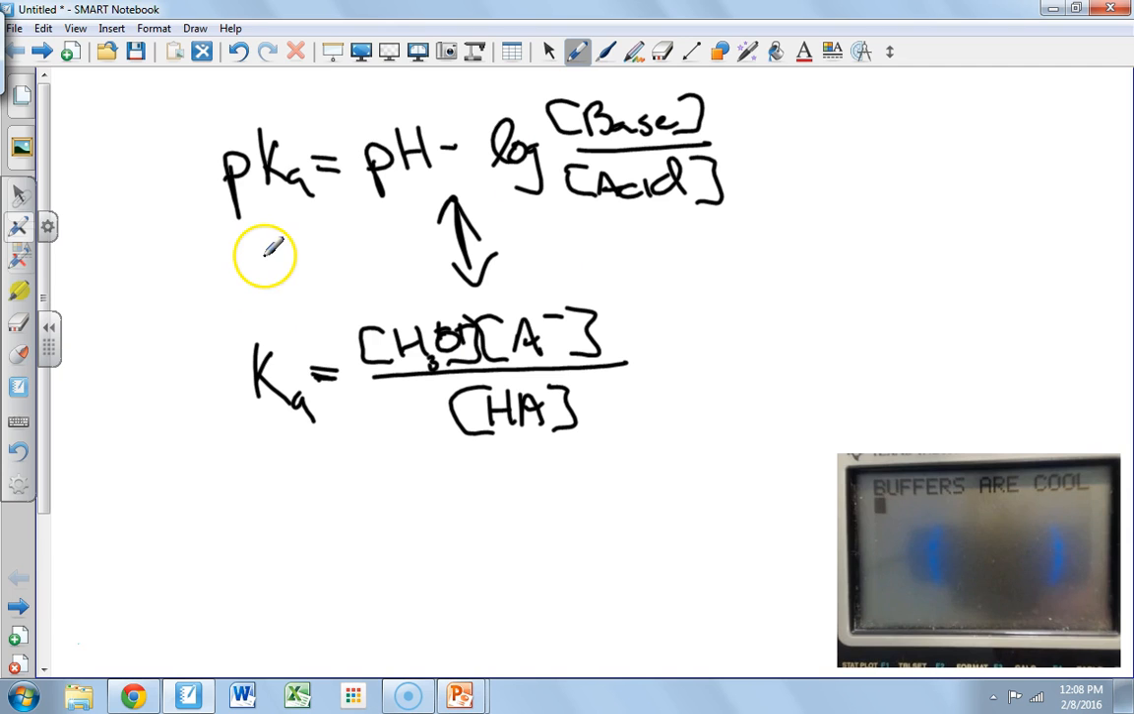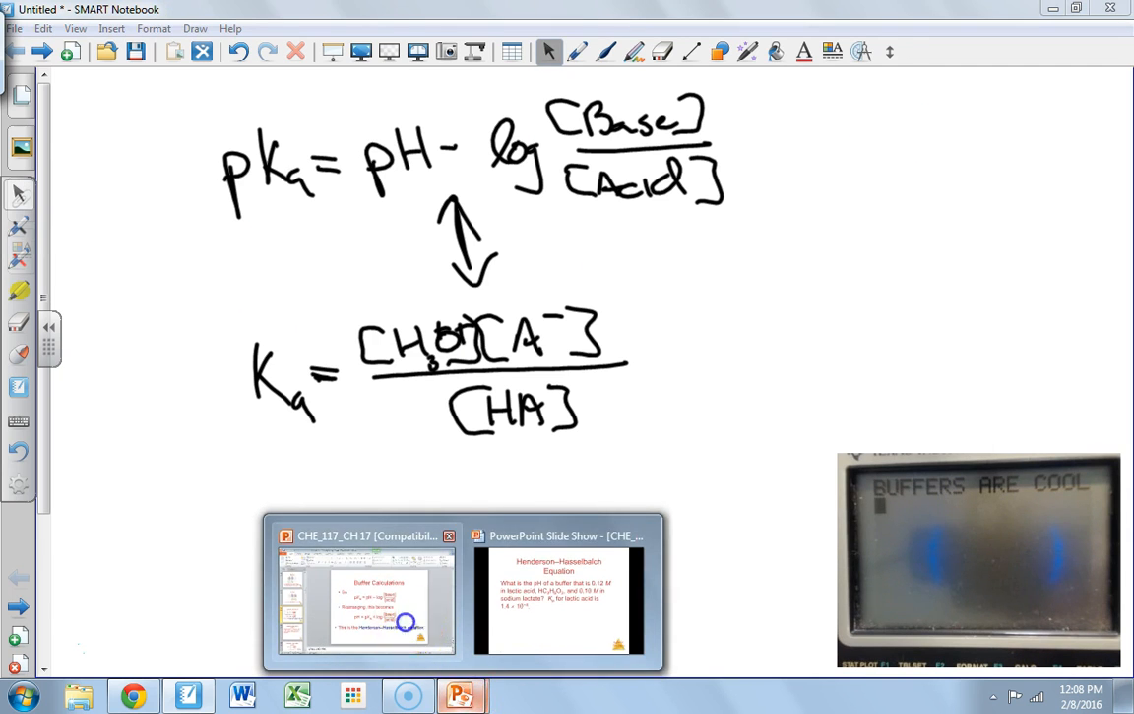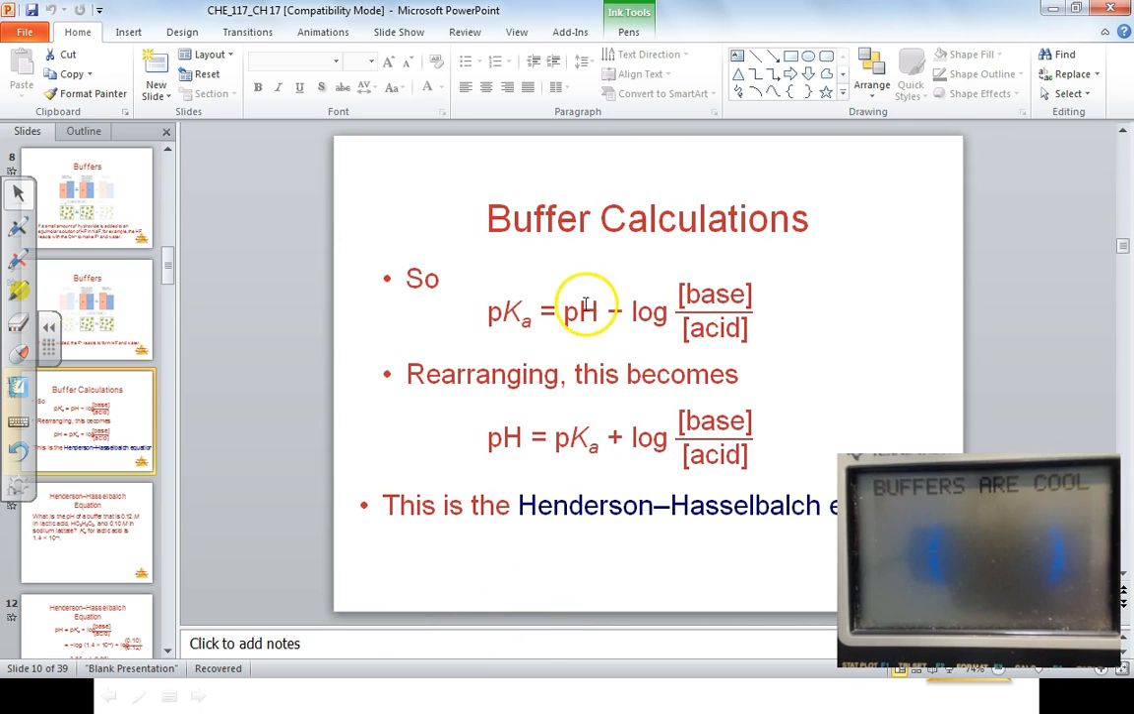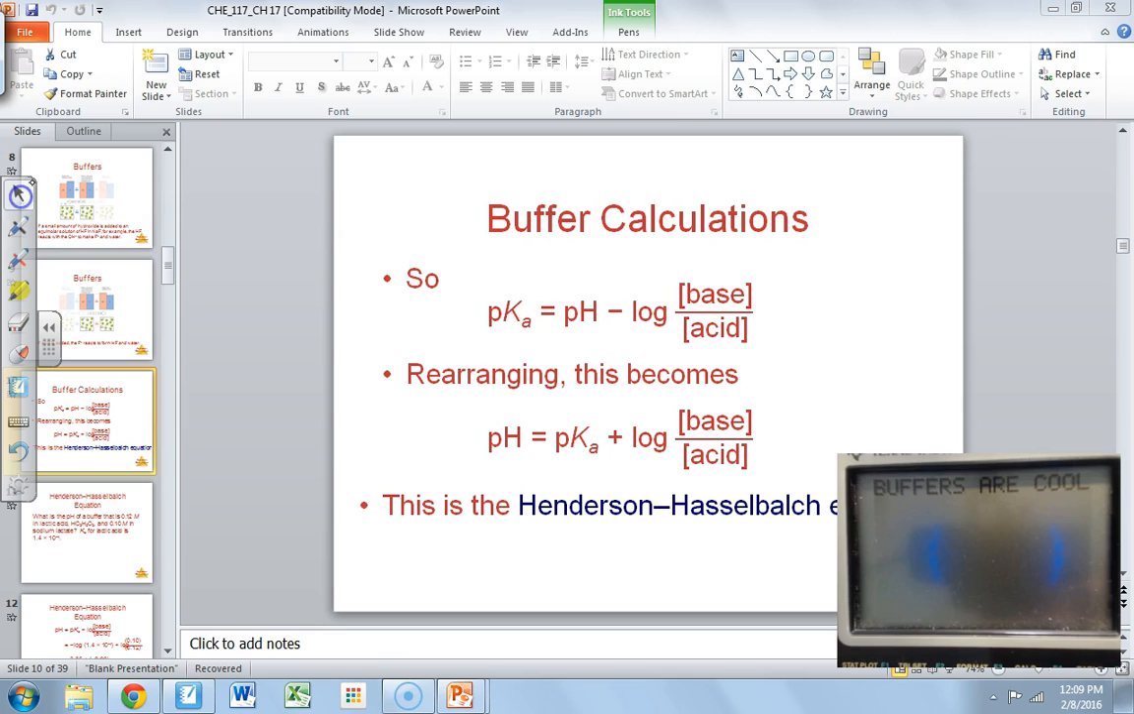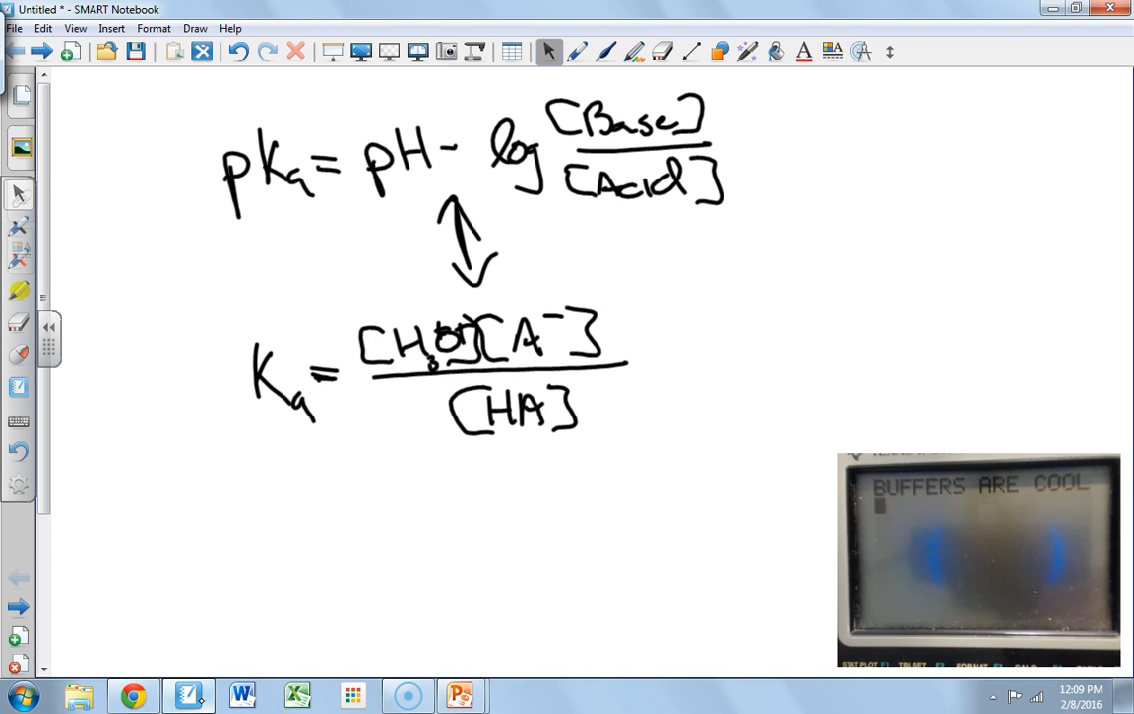Then we go through another iteration, and by doing that, we get to the Henderson-Hasselbalch equation. We move this and this, and when we switch those, it becomes the Henderson-Hasselbalch equation. That's cool because it gets us to a place where we can very easily calculate the pH without going through the ICE chart. But this brings up something very important.